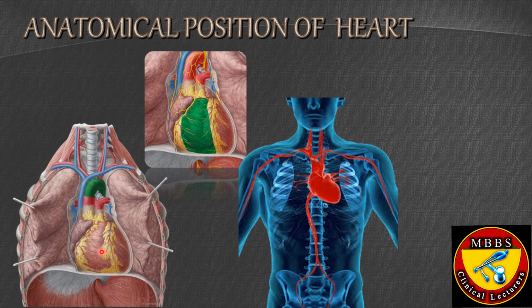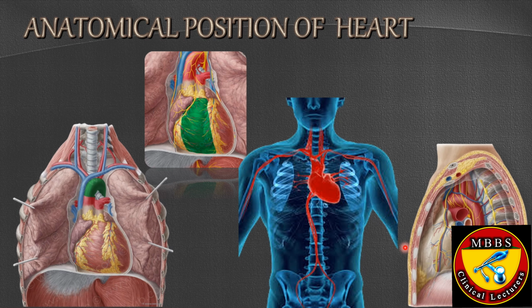Again, this is a clearer view, resting on the diaphragm in between the two lungs, slightly oblique and towards the left side. This is the posterior mediastinum, this is the anterior mediastinum, this is the middle mediastinum. So the heart is situated within the middle mediastinum. This is the superior mediastinum, and all this is the inferior mediastinum. The inferior mediastinum is divided into the anterior, middle and posterior mediastinum.